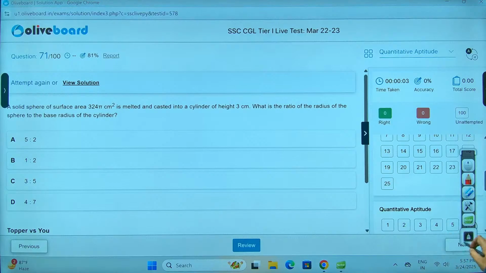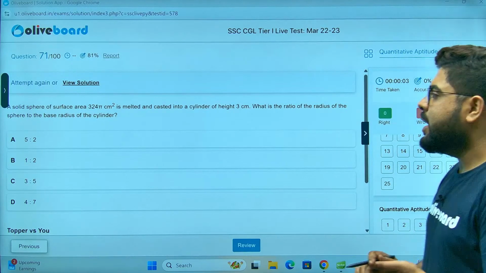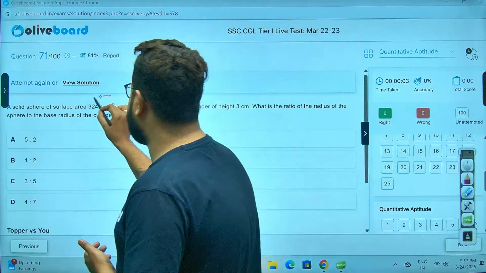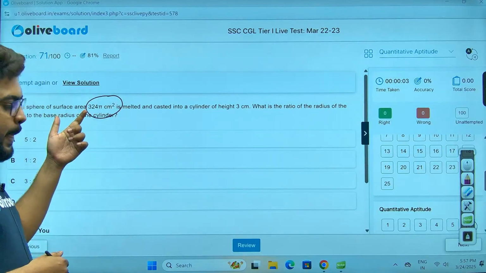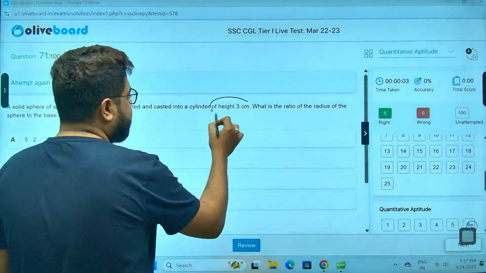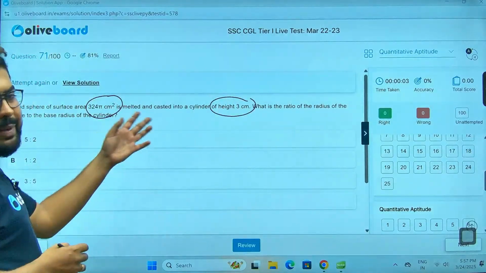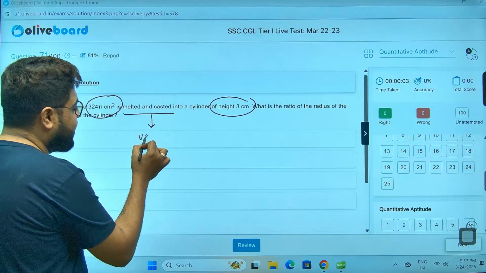Moving on, sir. Some other color now. You tell me, can you guys see this color? Solid sphere, surface area is given. It is melted and casted into a cylinder of height, this. Acha, melting and casting: whenever you see this line, the volume is the same.